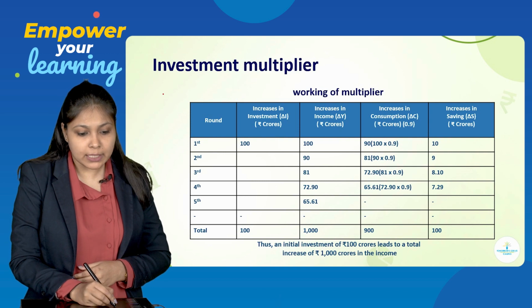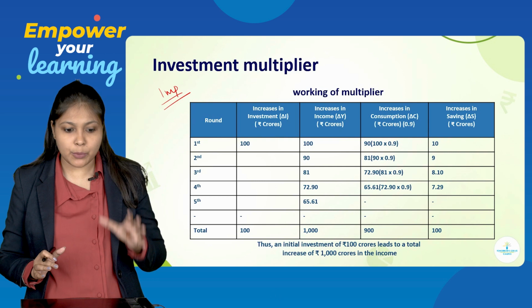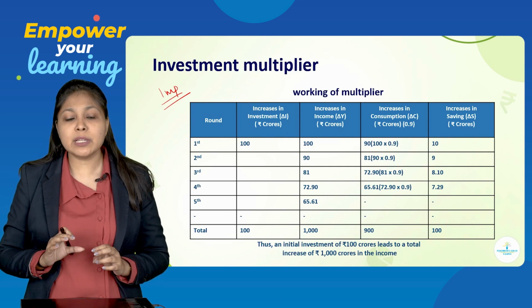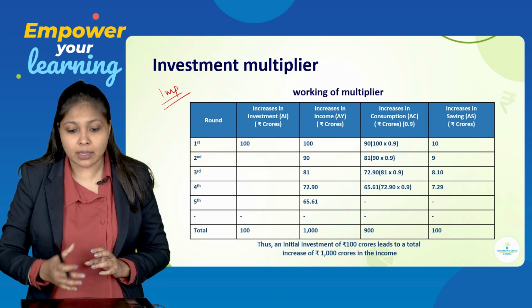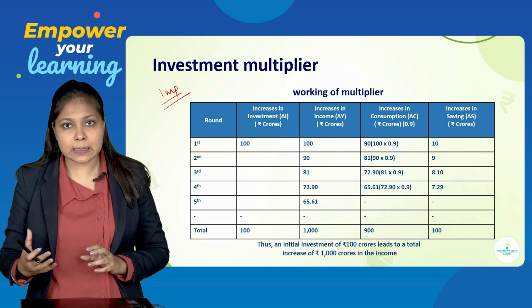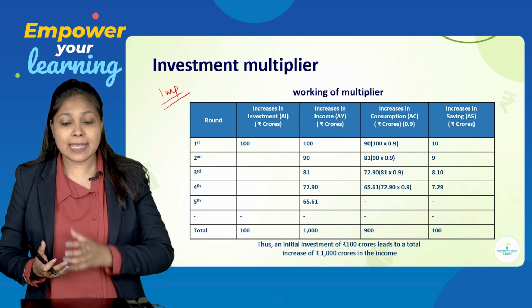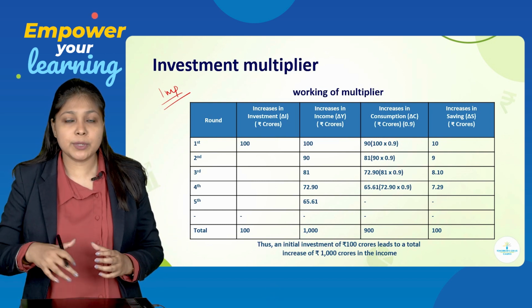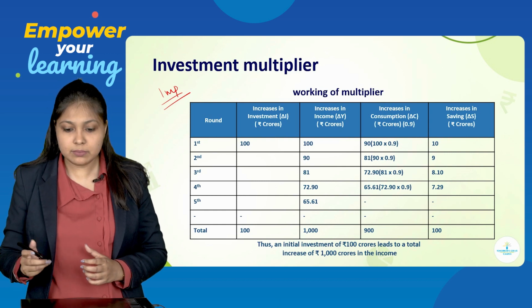A very important table. The first column will be of round, how many rounds are taking place. The second column will be increase in investment, that means how much investment we are increasing. The third column will be change in income, that means with increase in investment, how much income is changing. Next is change in consumption, how much will be consumed. And then it is change in savings.